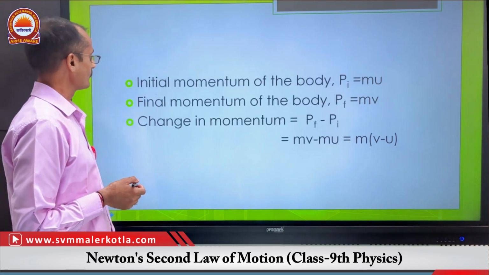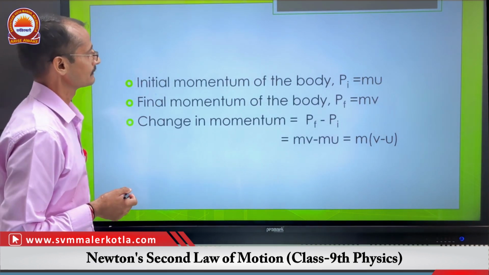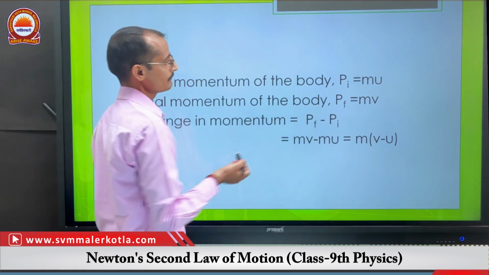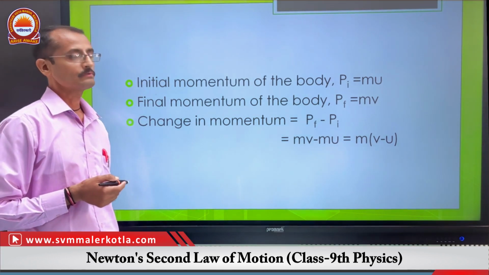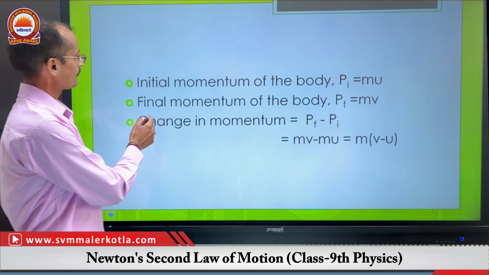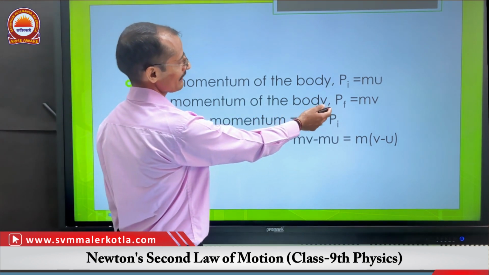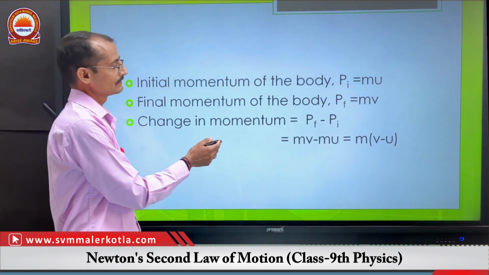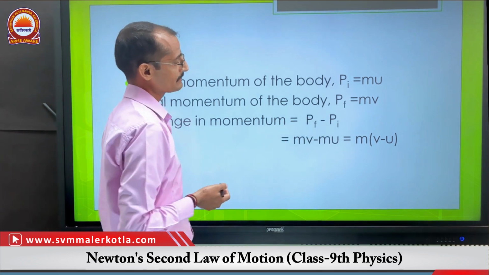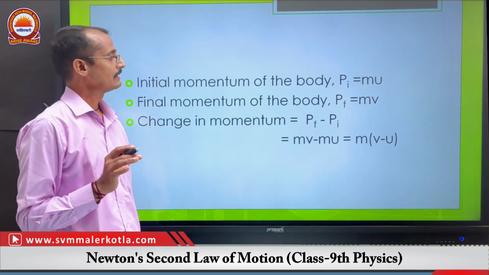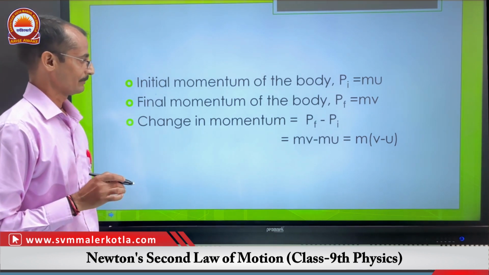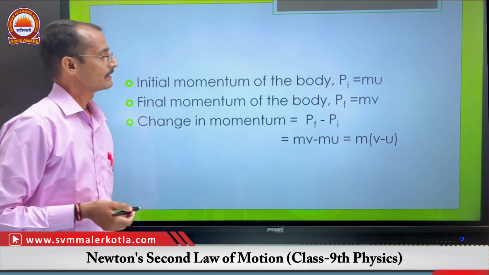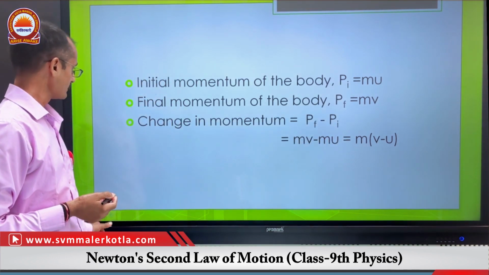Now what we have to find is the initial momentum of the body. The initial momentum of the body, represented by pi, is equal to m into u, meaning mass of the body into initial velocity. Then the final momentum of the body, pf, is equal to m into v, mass into final velocity. Now the change in momentum is equal to pf minus pi, the difference of the two momenta, final momentum minus initial momentum, which can be written as mv minus mu, which is equal to m common into (v minus u).